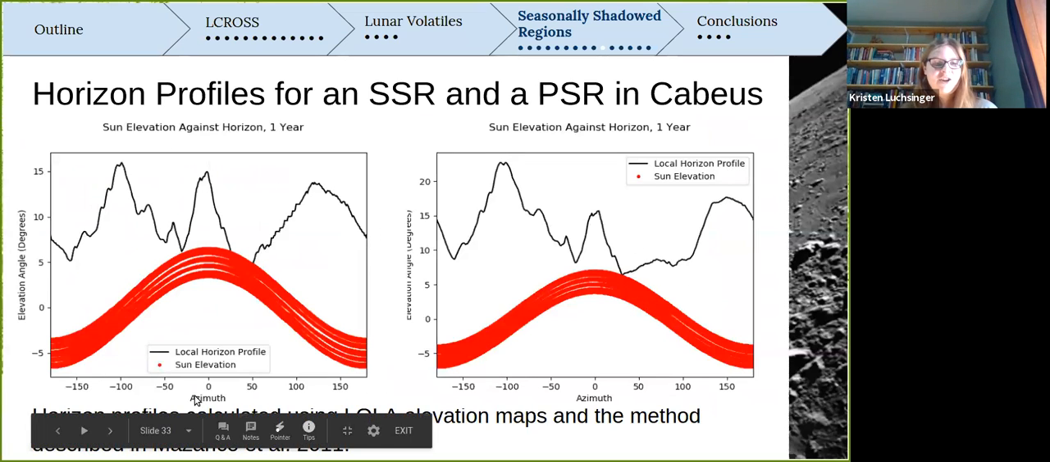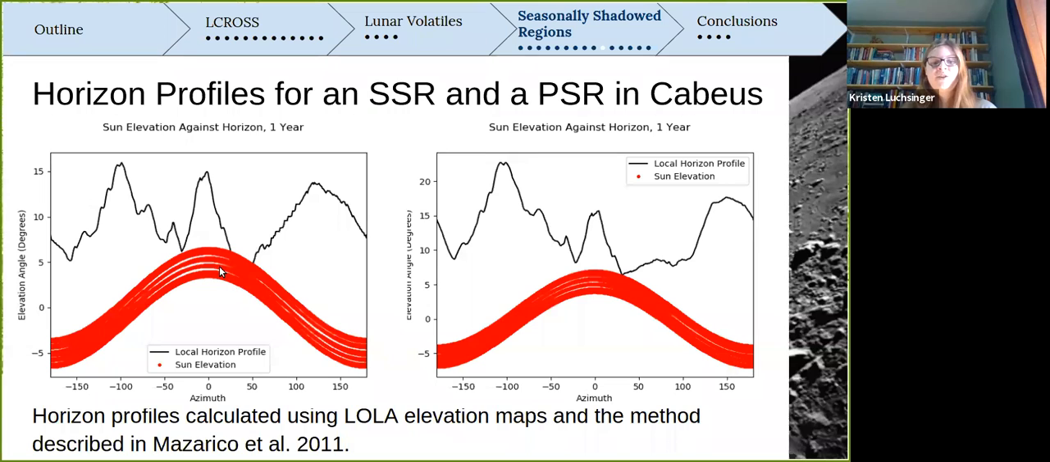This one is a seasonally shadowed region. You'll see the sun just rises above the horizon in the summer and does not touch the horizon during the winter. So a very proper seasonally shadowed crater. And here I show a permanently shadowed crater for comparison. You see the sun never touches the horizon. This is a crater that will just never see the sun.